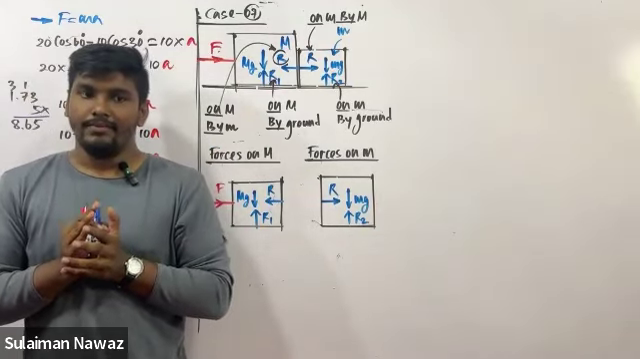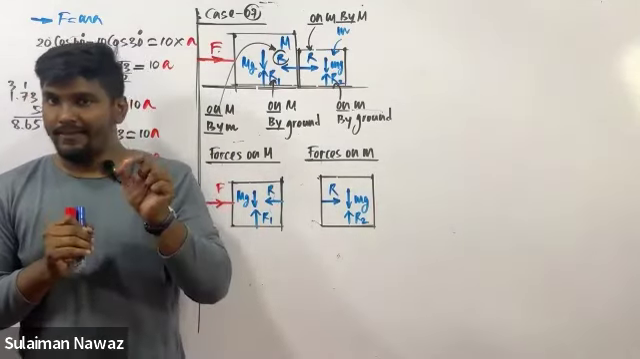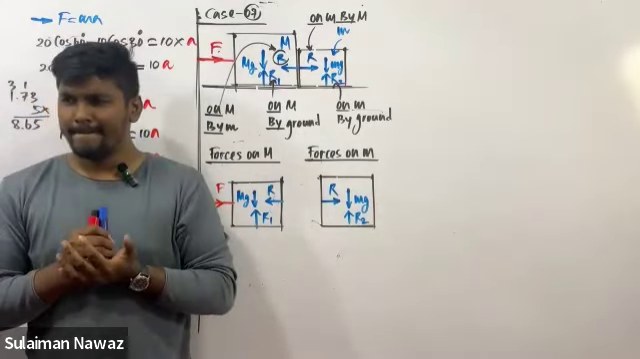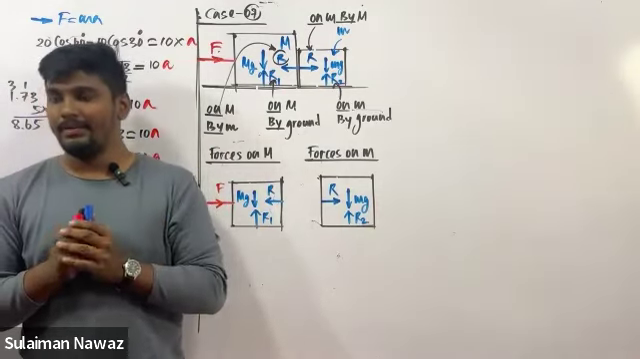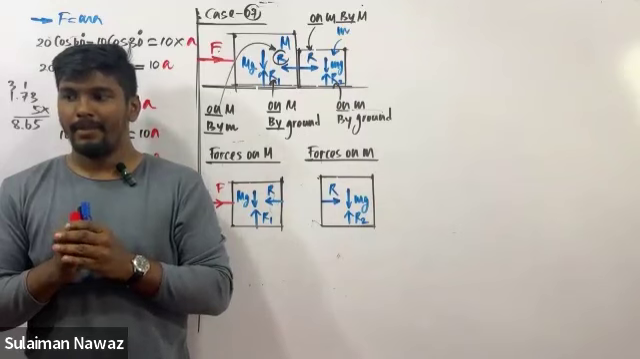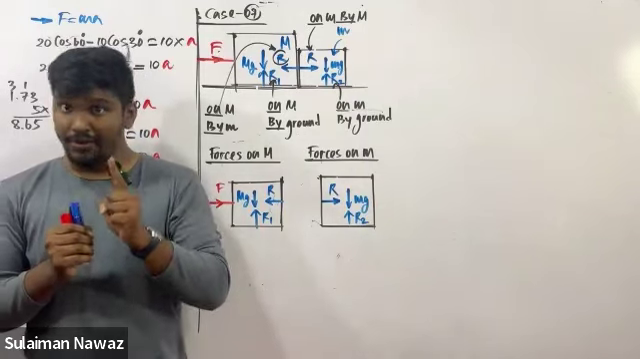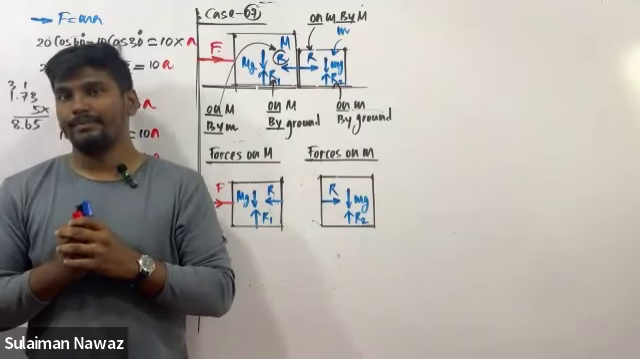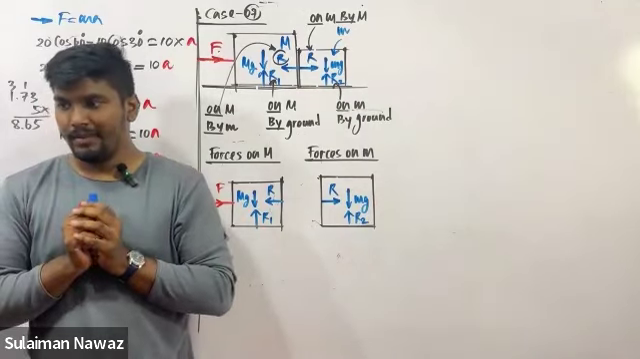When capital M and small m are considered as one system, there is only one horizontal force, that is capital F.